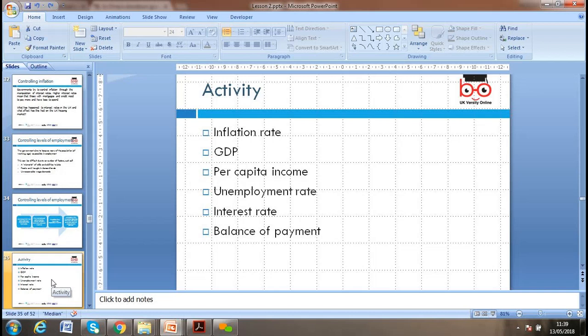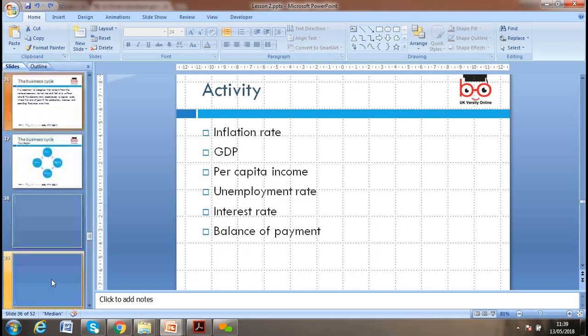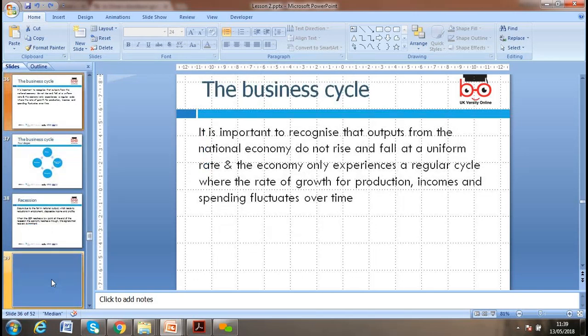So we can do this activity when we want to look around any organization or any country. Really, we want to look at business, so we can look at the inflation rate, GDP rate, per capita income, unemployment rate, interest rate, which is the base interest rate, and balance of payments. If you go on the World Bank data website, we can find these figures. So next we're looking at the business cycle.